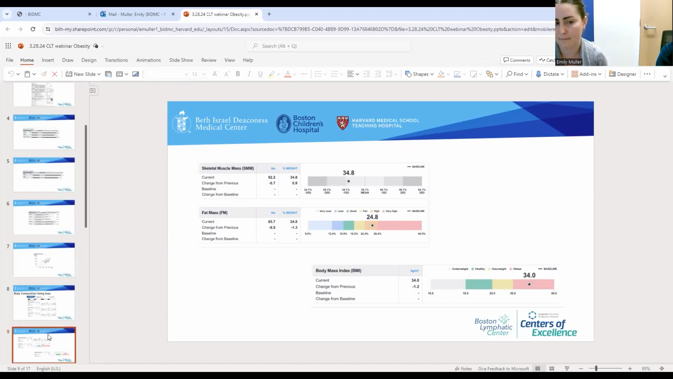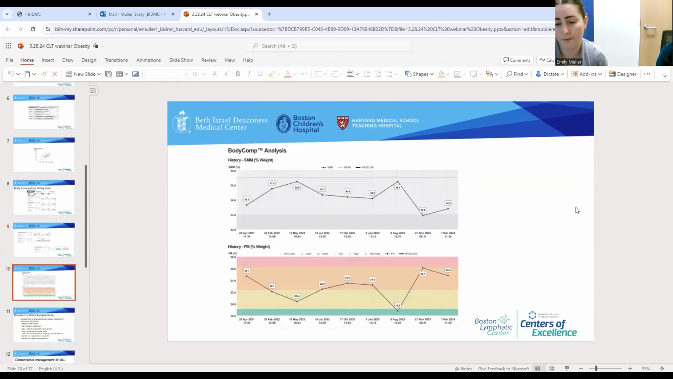And then this is a pretty cool slide too, because it shows the muscle mass and fat mass over time. This specific patient has been with us for a while, so we've been able to track his numbers for a while now, so it's nice to see where this patient has landed.